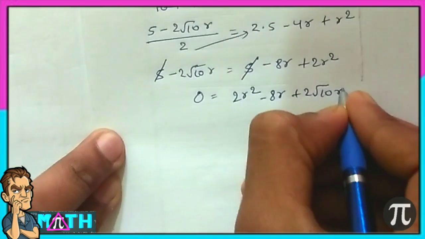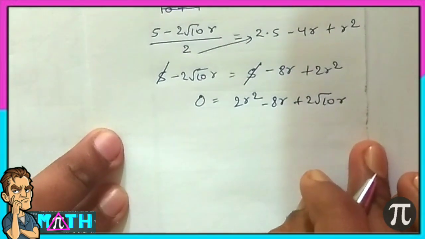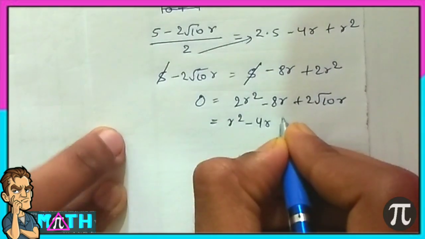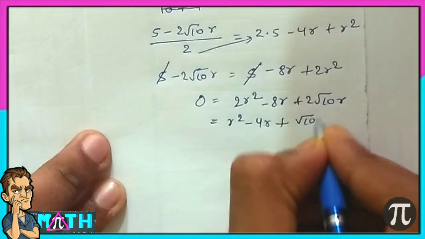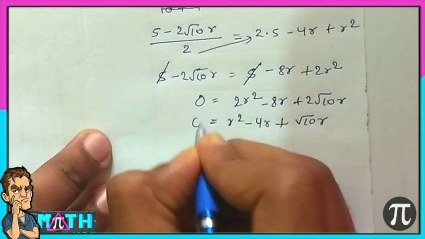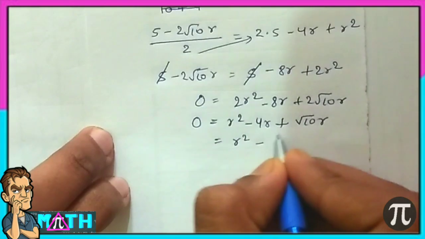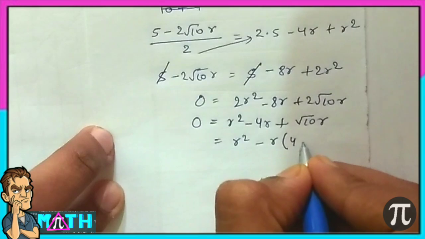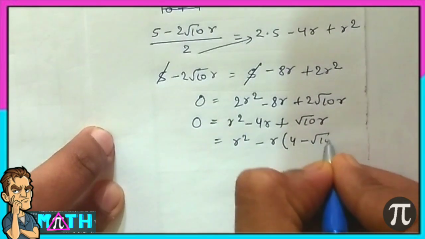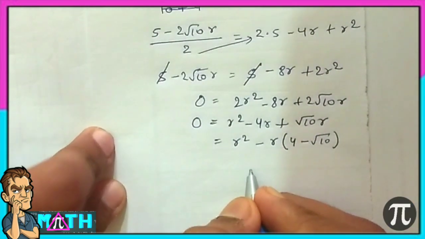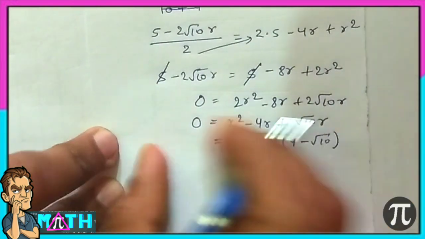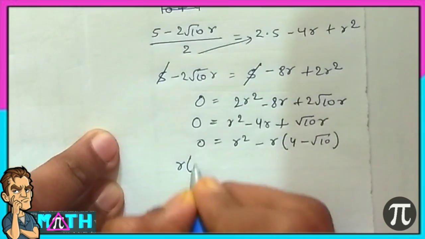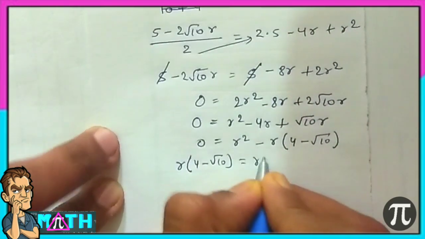Now we get the equation 0 is equal to 2r square minus 8r plus 2 root 10 r. Okay, so we divide the equation by 2 and it will look like r square minus 4r plus root 10 r. Now simply we can take r common, bracket 4 minus root 10 bracket close, and now we can send this term to the LHS, so it will become positive, r bracket 4 minus root 10 is equal to r square.